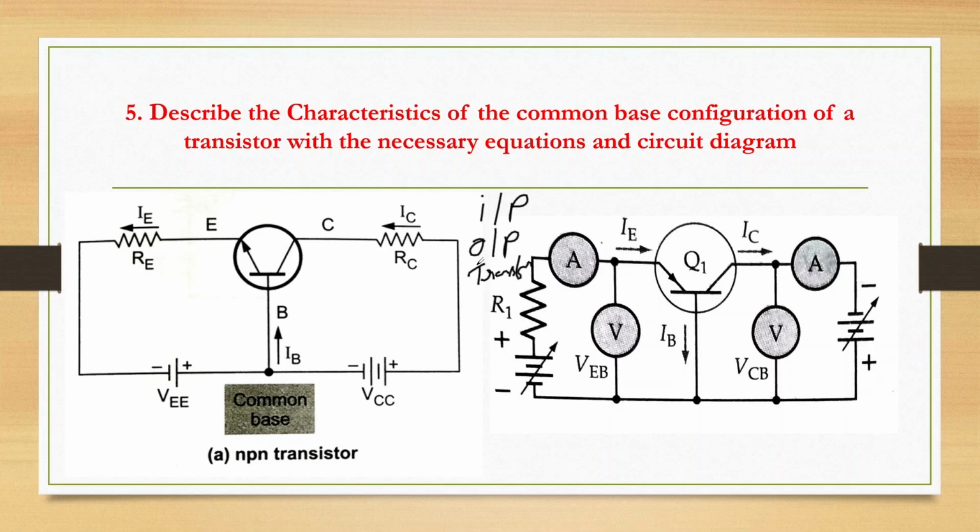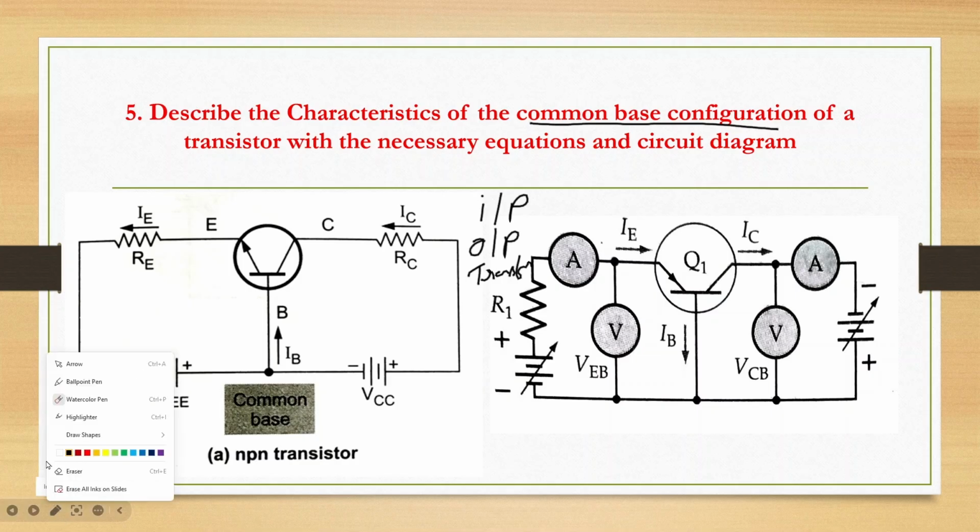These three important characteristics, which we name static characteristics, are taken for three different configurations. With respect to the three different configurations, we can analyze the static characteristics of a transistor. Among those three configurations, we will now study one, the common base configuration. So how are we studying this common base configuration?